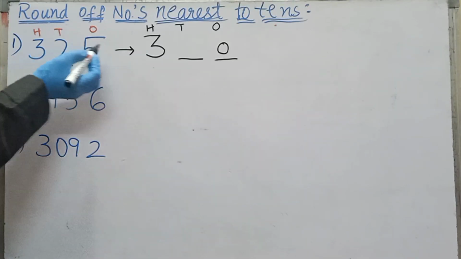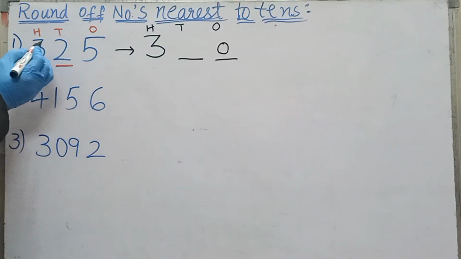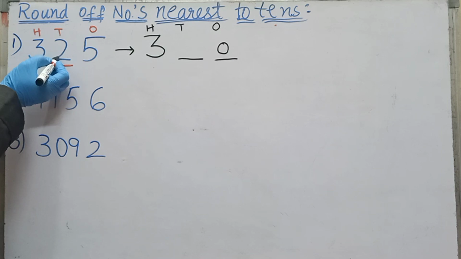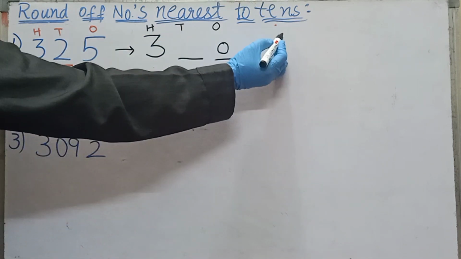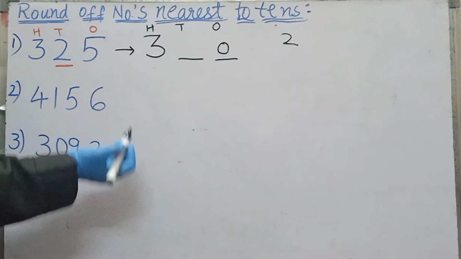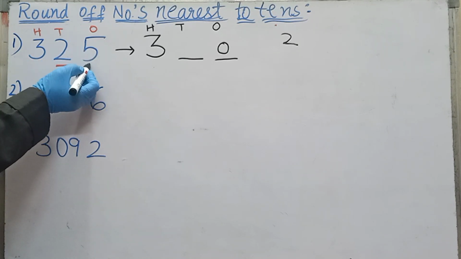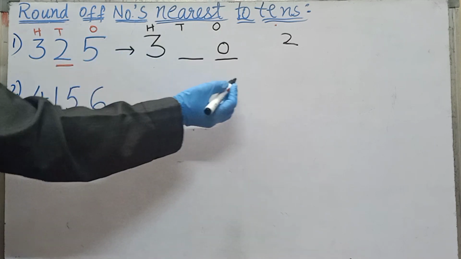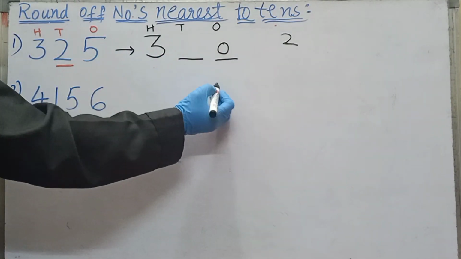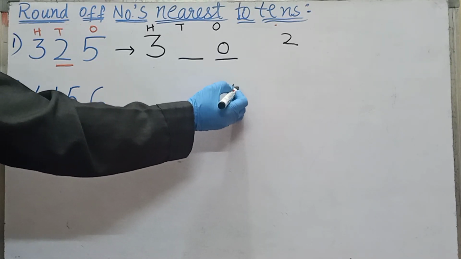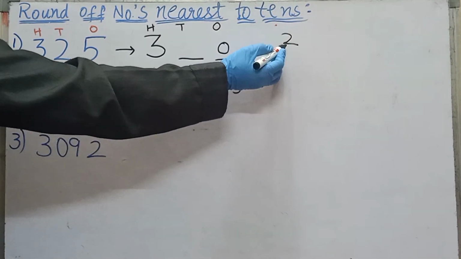Now we have to check what the number in the tens place will be. To check that, first copy the tens place number in the rough column. Okay. Now the number beside the tens place, what is there? It is 5. So you remember that if the number beside the tens place is greater than or equal to 5, then what do we have to do?